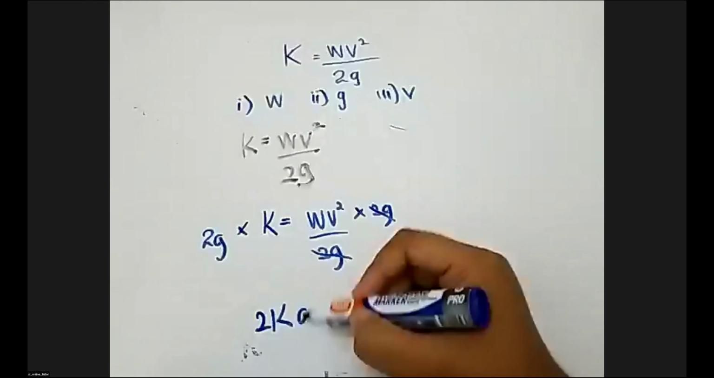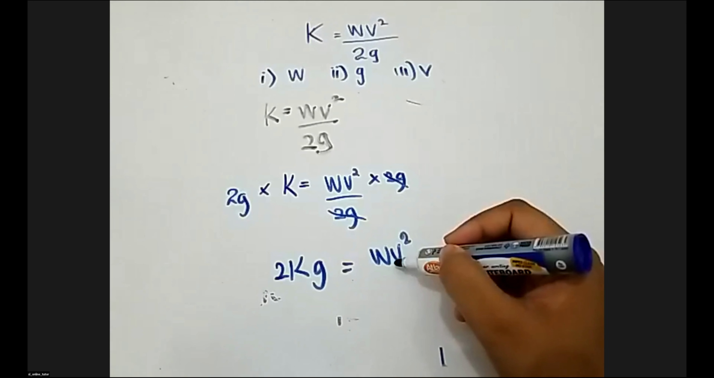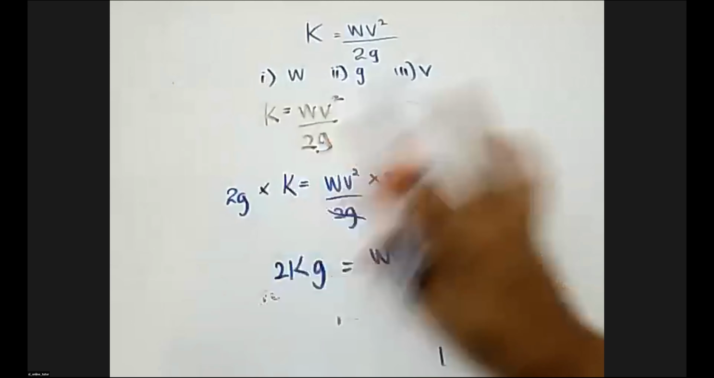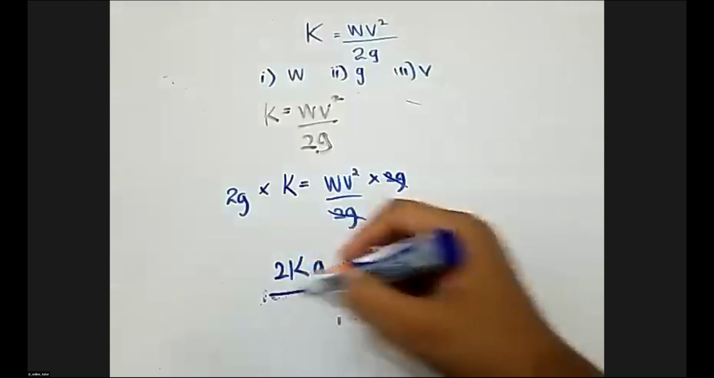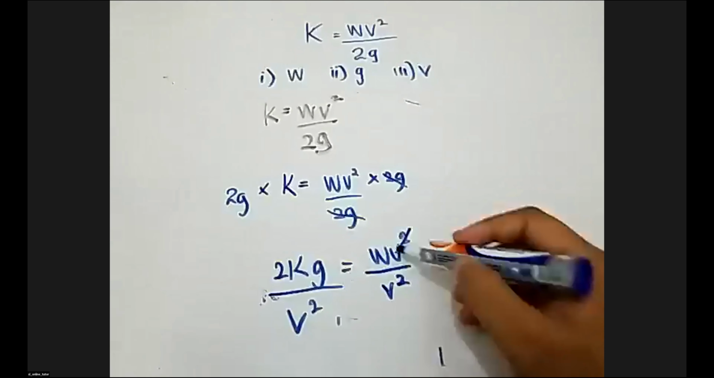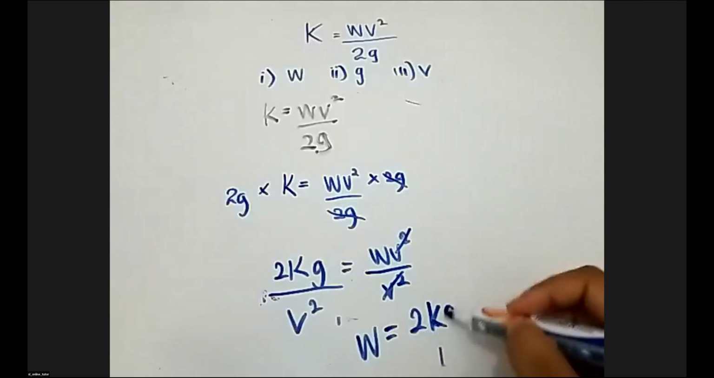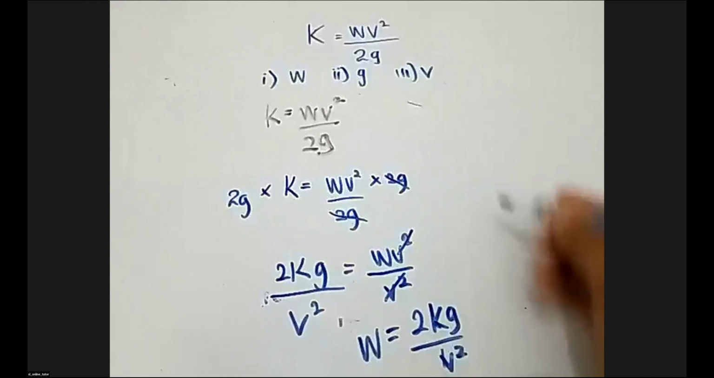Now I'm going to remove the v squared part. It's connected by a multiplication. Now don't think, oh my god, here there is a squared and we have to take the root. No. We have to take the division. You are removing the whole v squared by doing the division. Now you are getting the answer. W is equal to 2 kg over v squared. This is the final answer.